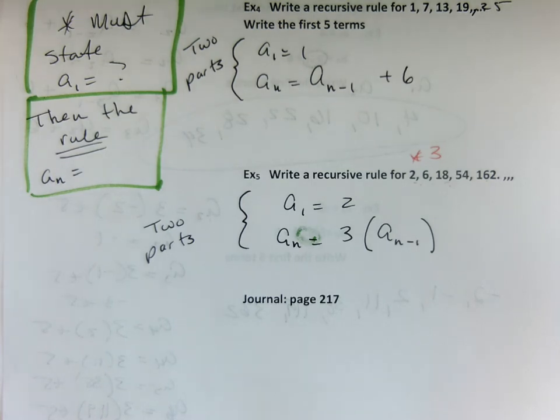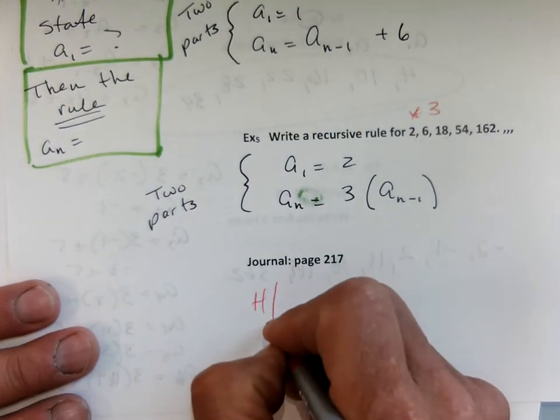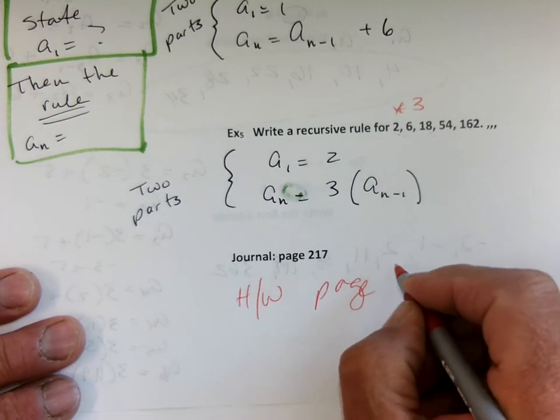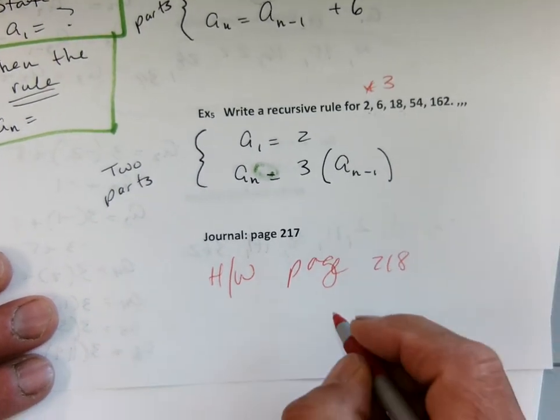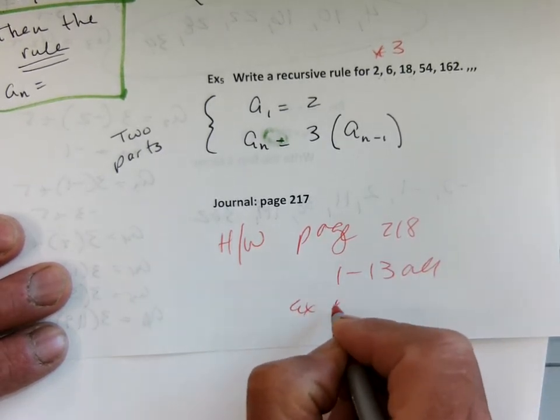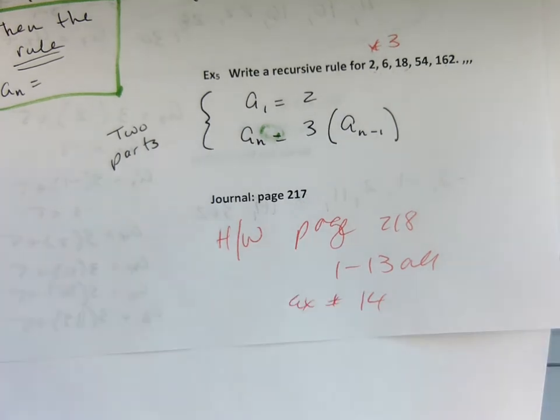So homework today. That was not too bad, right? Page 218. I want you to do 1 to 13 all. And the extra has got to be number 14, okay? Thumbs up. Not too bad, you guys.